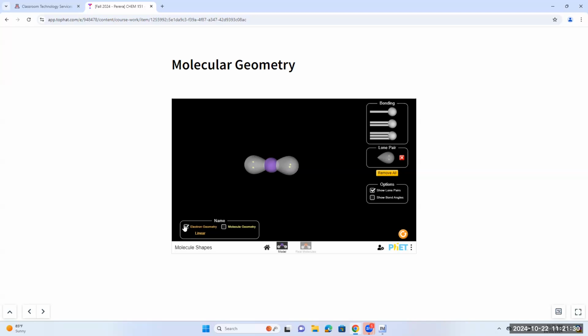Therefore, that shape is called trigonal planar geometry. Look at this. You have 3 electron domains. They're going to arrange like a triangle. Not only that, they'll be in the same plane. Therefore, it is known as trigonal planar geometry.